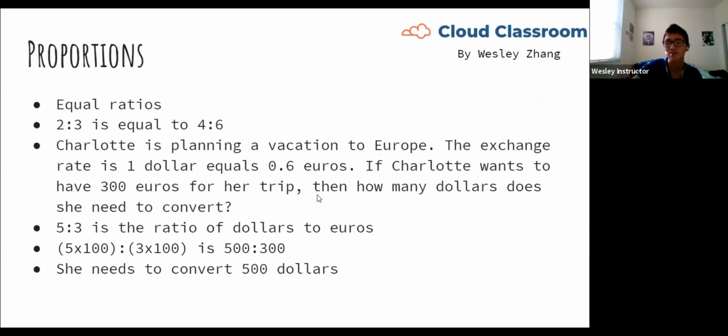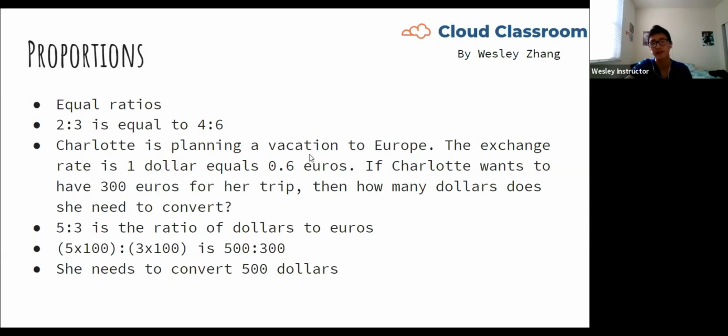All right, proportions. So you guys have been working with proportions already. So 1 to 2 and 3 to 6, those are equal ratios, just represented with different numbers. Very similar to fractions. So they're equal ratios. So 2 to 3 is equal to 4 to 6.